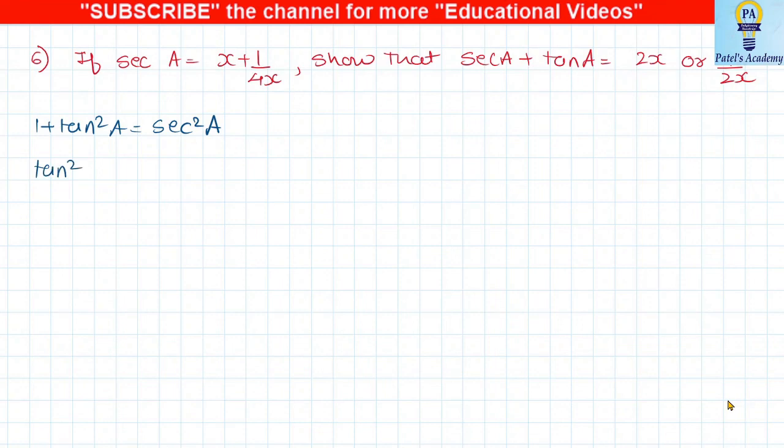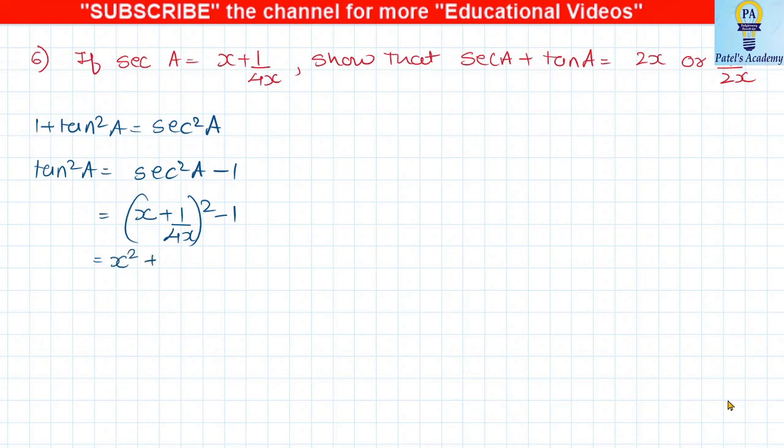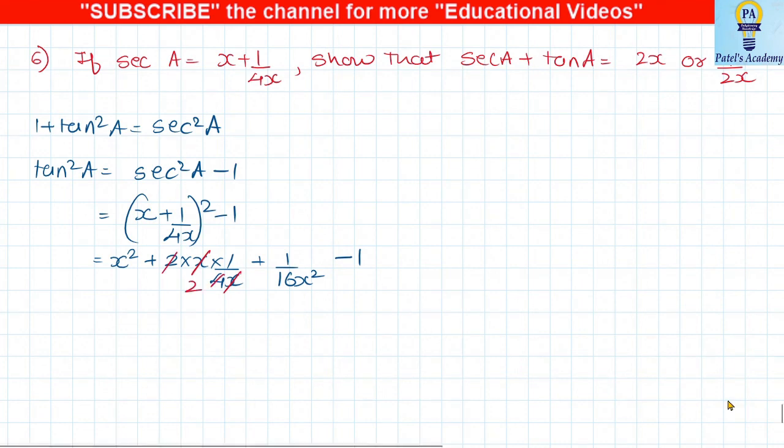So we have to find the value of tan a. So it will be tan square a equals sec square a minus 1. Okay, so we have the value of sec a, that is (x plus 1 upon 4x) bracket square minus 1. So that is equal to, I'm using the identity (a plus b) bracket square equals a square plus 2ab plus b square. So 1 upon 4x square is 1 upon 16x square, minus 1 as it is. Now what we see is x and x will cancel, this and this will cancel. So what I get is x square plus 1 upon 2 plus 1 upon 16x square.